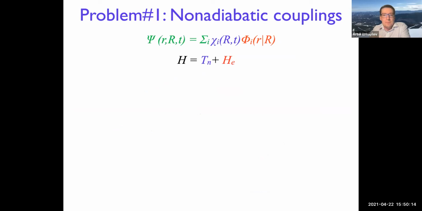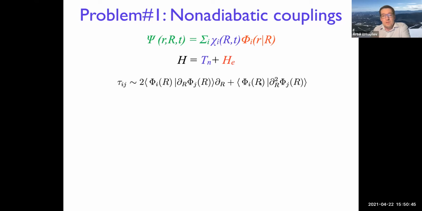And those couplings are happening because, when we go back to the full problem, the entire Hamiltonian also contains the kinetic energy of nuclei. We need to remember that the basis for the electronic part of the problem we've chosen depends on the nuclear coordinates. And so the kinetic energy of nuclei, being a differential operator, will differentiate not only the nuclear part, but the electronic part as well.